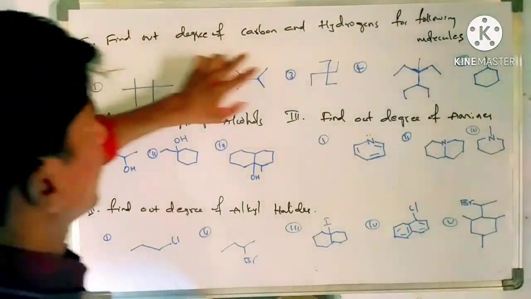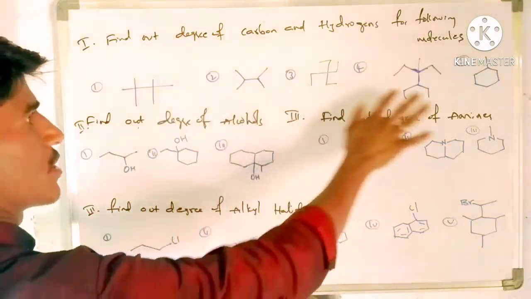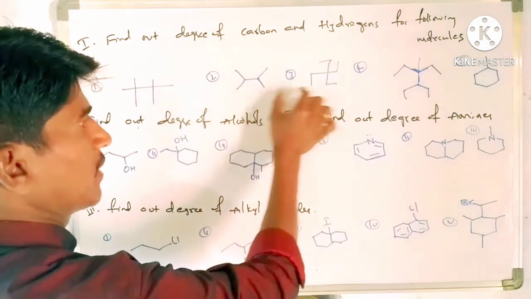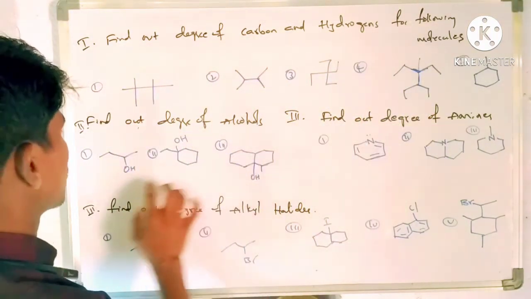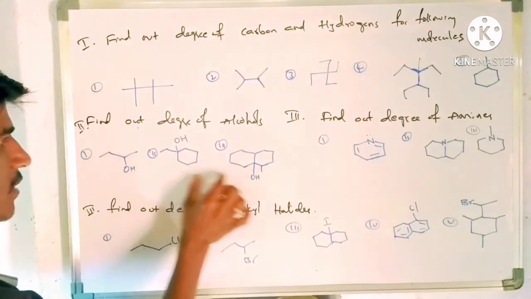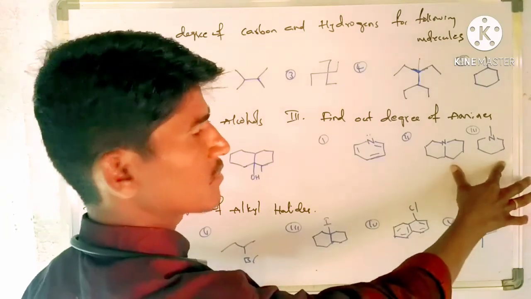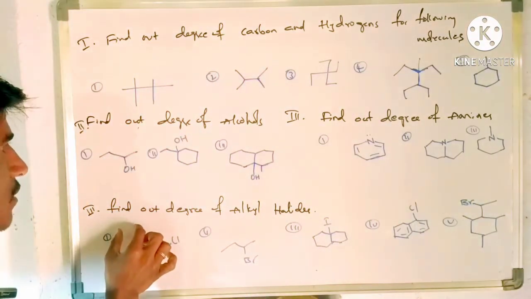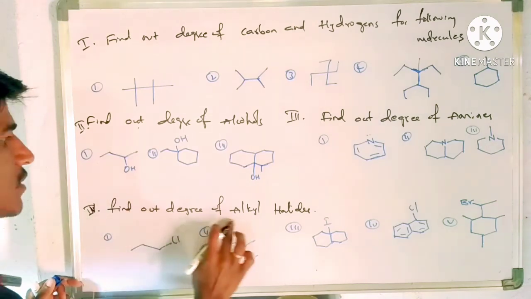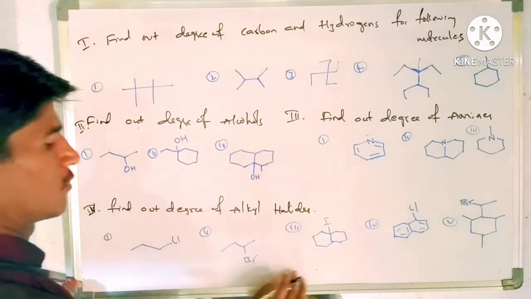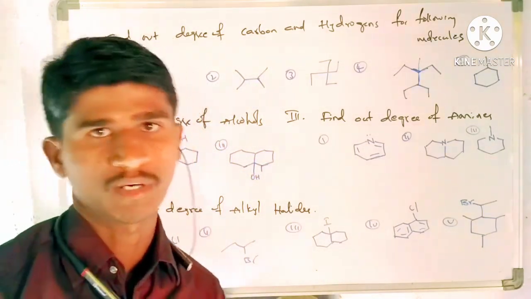Now, in this case, find out the degree of carbon and hydrogen for the following molecules. In the second one, find out the degree of alcohols. Third one, find out the degree of amines from this. Fourth, find out the degree of alkyl halides for these molecules. So this is your work.